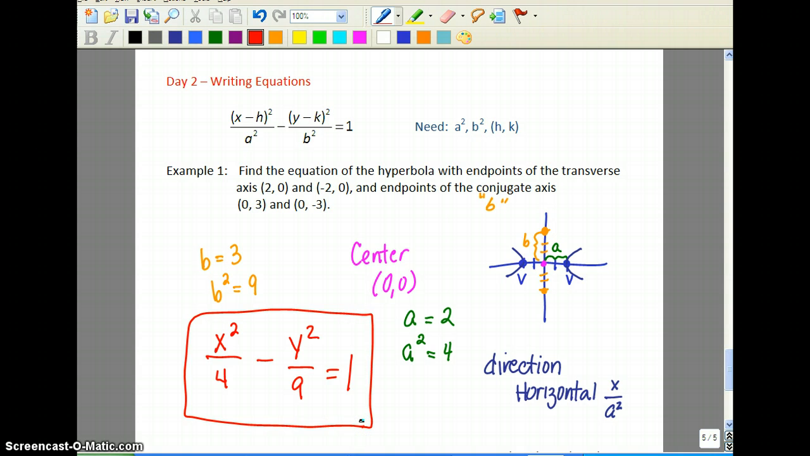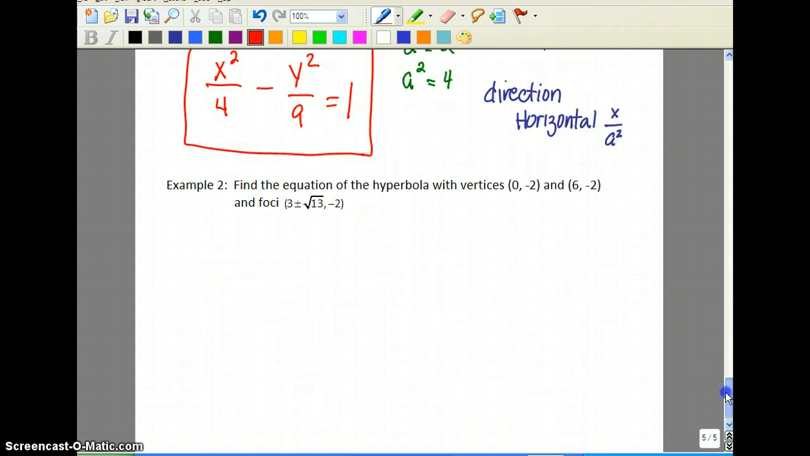So it's very similar to ellipses. We'll try one more and then we'll work on some in class. Find the equation of the hyperbola with vertices 0, -2, and 6, -2. Now remember, vertices are on the transverse axis, so we should be able to get a from that. We also should be able to get the direction from that. So a little sketch might help.